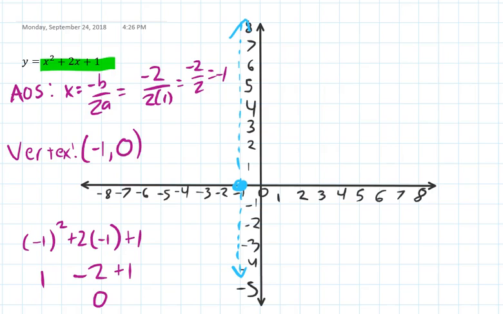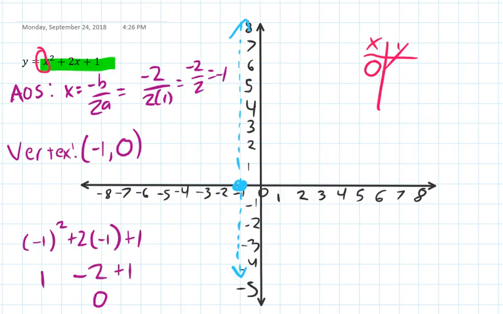I need to find other points. I know I open up. I definitely open up because I have a positive 1x squared. It's invisible, but it's positive, so it smiles. It opens up. But how wide it opens up, I need to first plot some other points. I plug in numbers close to my axis of symmetry. Maybe I plug in 0, my y-intercept. That's going to be really easy.